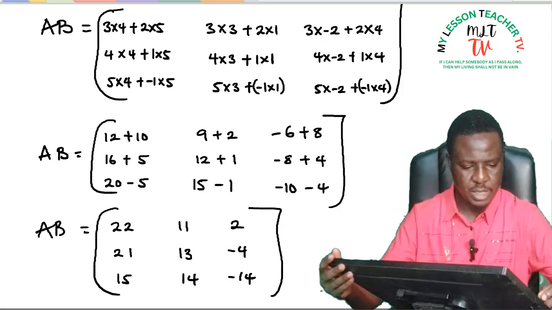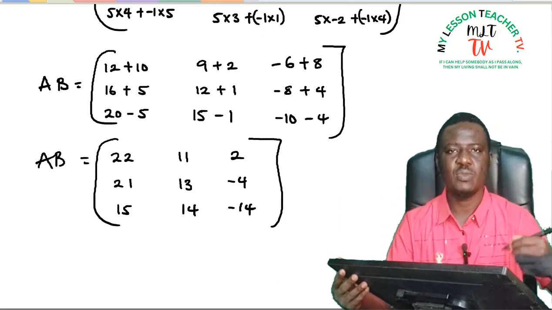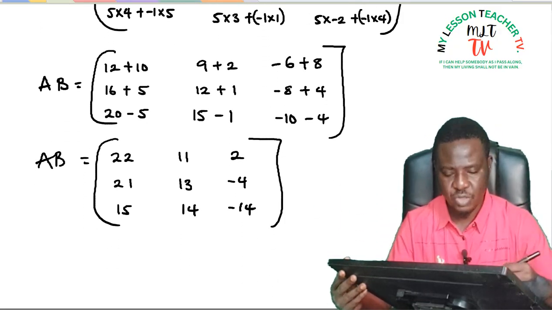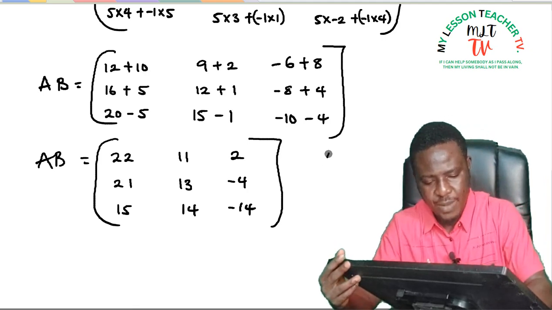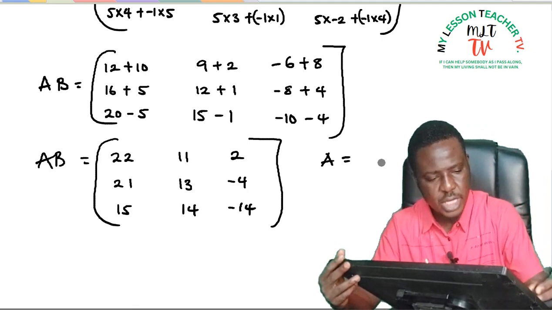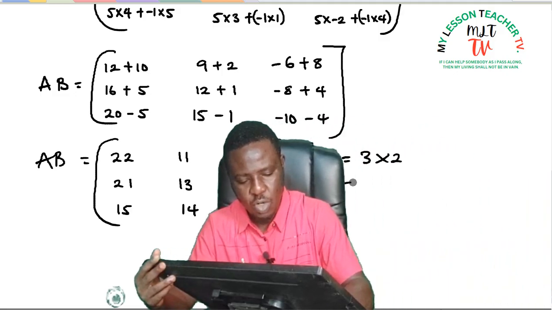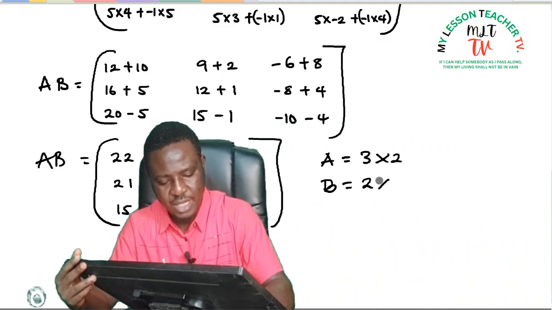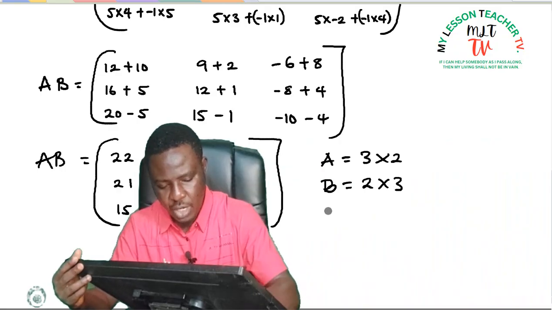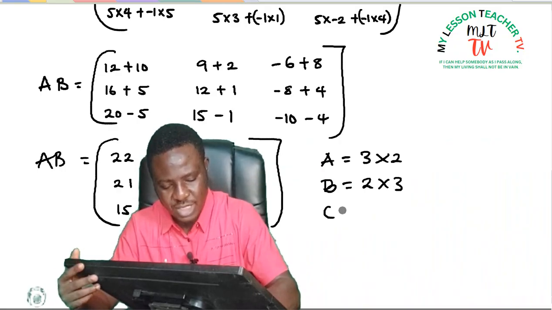So, ladies and gentlemen, this is what you will get when you're asked to multiply two matrices. Remember, matrix A was a 3 by 2 matrix, and matrix B was a 2 by 3 matrix. And at the end, it gave rise to matrix C, which is a 3 by 3 matrix.